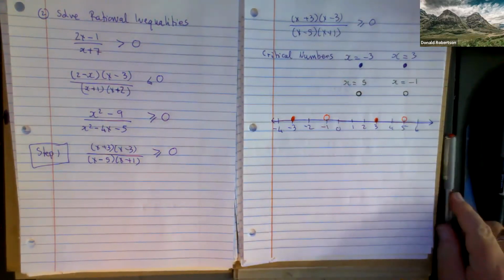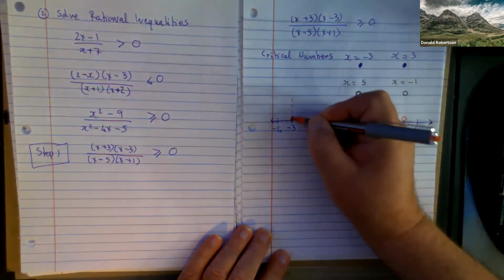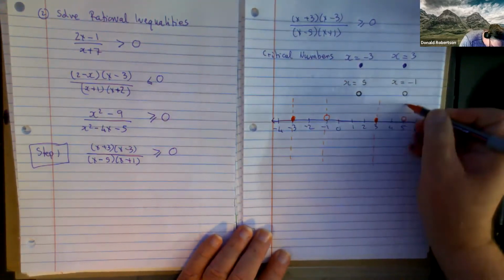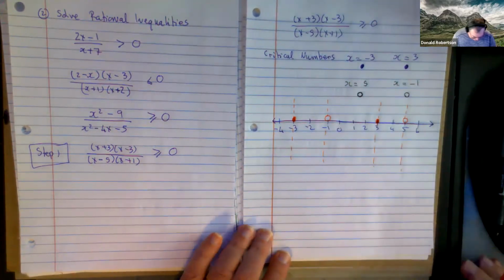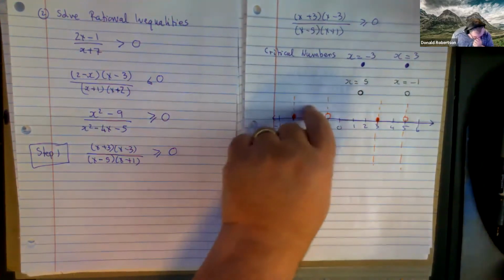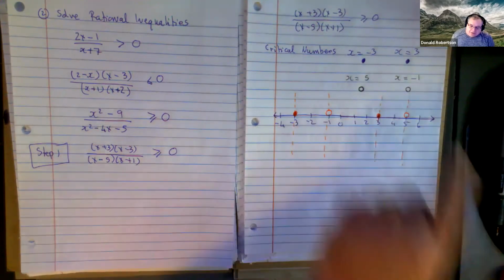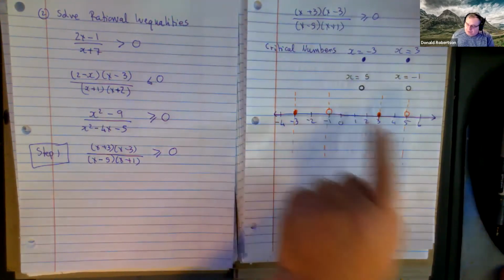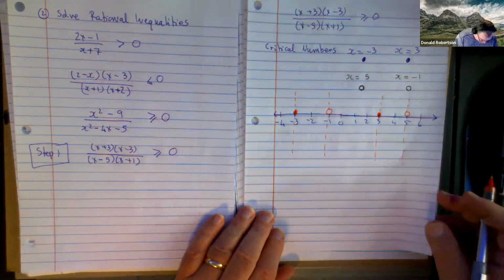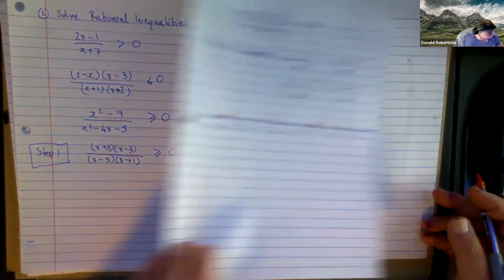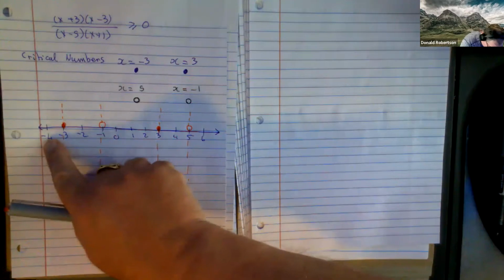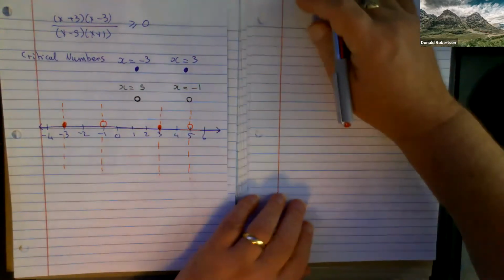Which means that we have quite a lot of regions to get test points from. And if any of my regions happen to be positive, then that region will be in my solution. And if a region happens to be negative, that region will not be in my solution. So looking at our 5 regions, I'll choose my test points now.